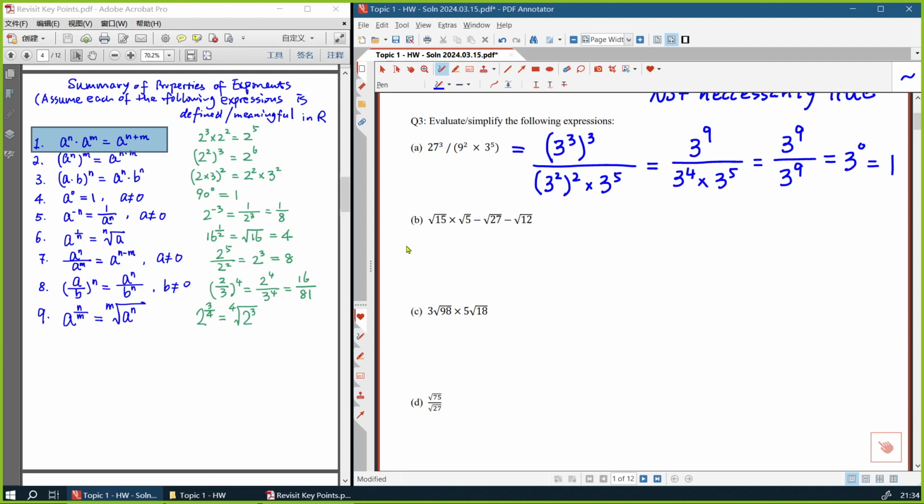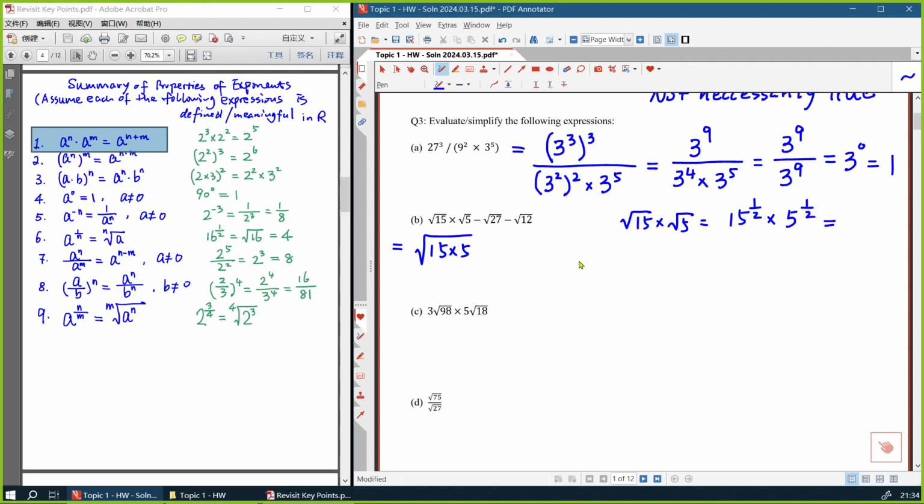Okay, how about the second one? Okay, second one, square root 15 times square root of 5 equals square root of 15 times 5. Can you see why? Because square root of 15 is 15 to the power of 1 over 2, right? Times square root of 5, which is actually 5 to the power of 1 over 2, right?